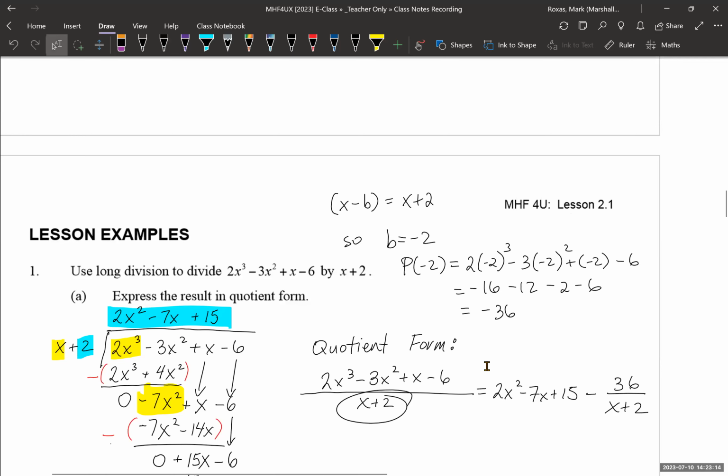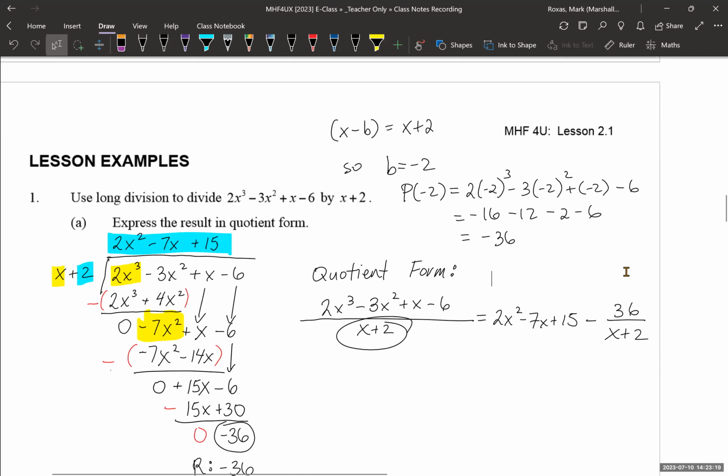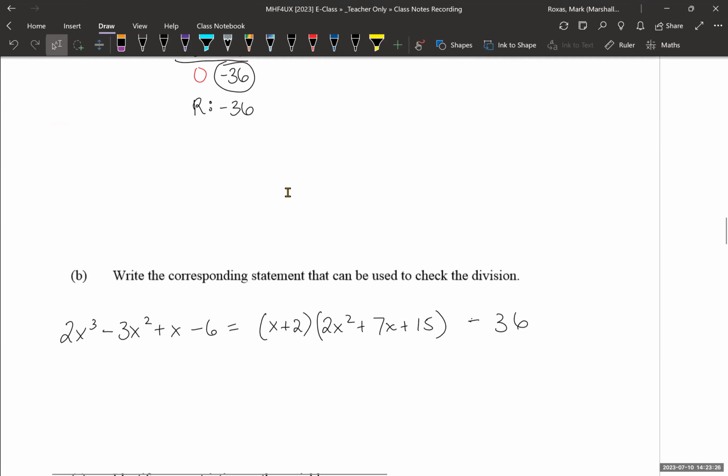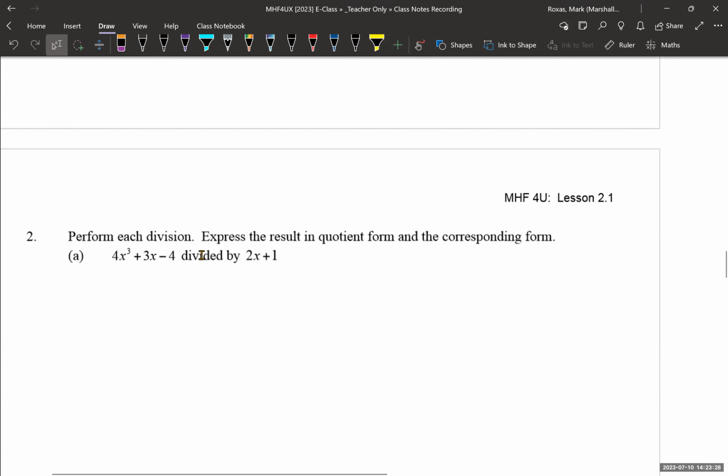Now, it depends what we want. Like, what if we still wanted a quotient? We still have to carry out the division, right? But if we just wanted the remainder, we don't have to carry out the division. We can just use the remainder theorem to get that answer. Okay, back to the next question.